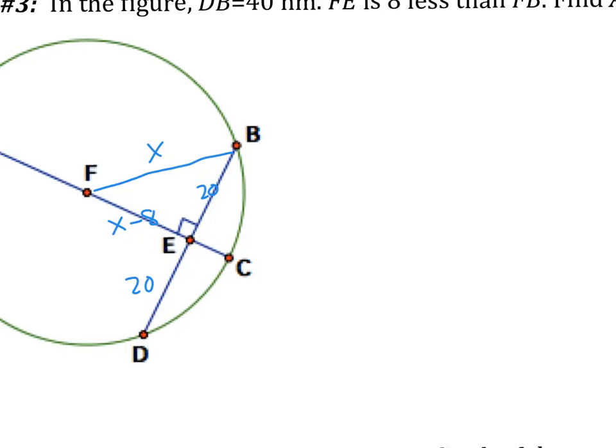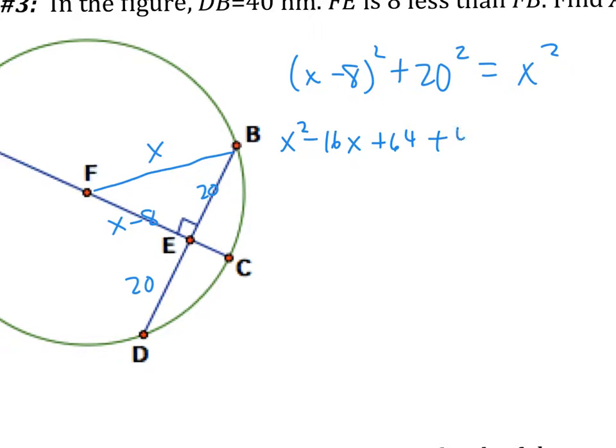All right, just catching up with ya. Hopefully you're doing X minus 8 quantity squared plus 20 squared equal to X squared. Okay. After foiling, X squared minus 16X plus 64 plus 400 equal to X squared. You can cancel the X squareds from both sides. Take the 64 and the 400, move it to the other side. I got negative 16X is equal to negative 464.